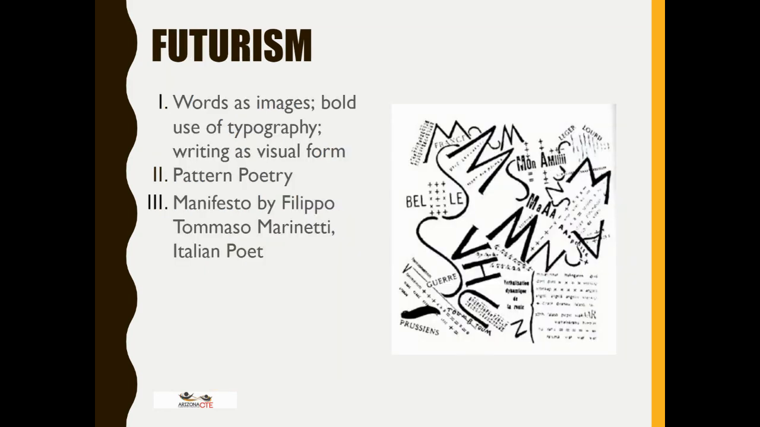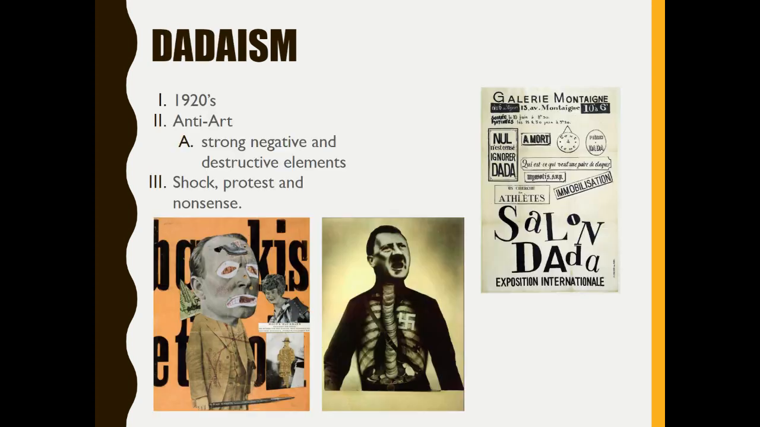Then you've got Futurism, and this is where they used words as images. This is really fun. This is really challenging for someone like me to think like this and create like this, but I really appreciate and respect this kind of art, because to create something that uses letters as a visual form is really cool. Pattern poetry is another name for it as well. You can look at that, which was created in the Futurist style, and the Manifesto by Filippo Tommaso Marinetti. He was an Italian poet, and this is his example of creating pattern poetry. So his words, but used in a very visual way. It's a very unique style.